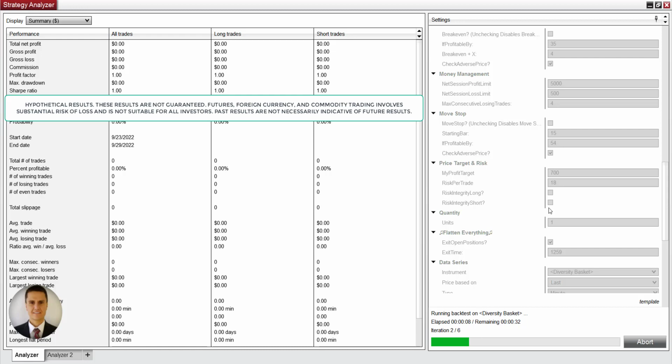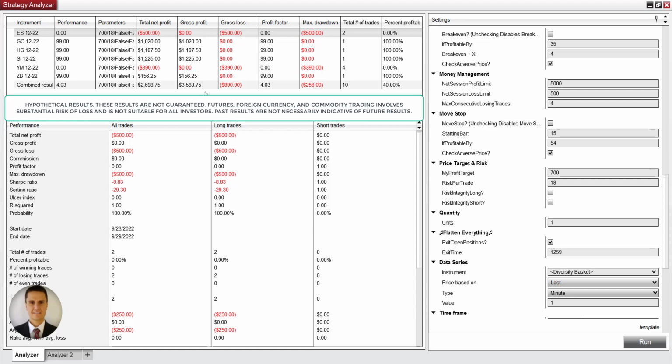You'll see on the bottom here, iteration 2 out of 6. So Strategy Analyzer is running everything for us instead of having to load these instruments one at a time, which you can easily do by adding various tabs, but this is a little bit faster. And so this is 2698. So technically the combined results for this basket of trades actually improved a little bit. Okay, so you'll notice that all of the trades were long trades in this example. So you have 10 trades and they were all there. So in that example, that's what happened.